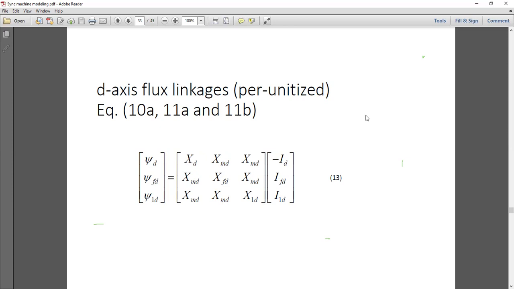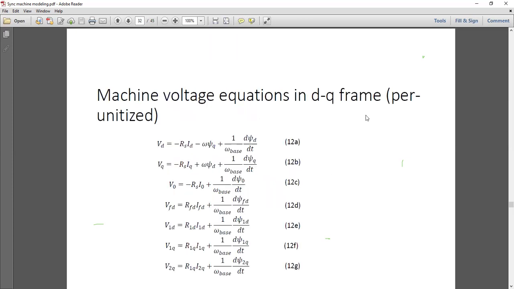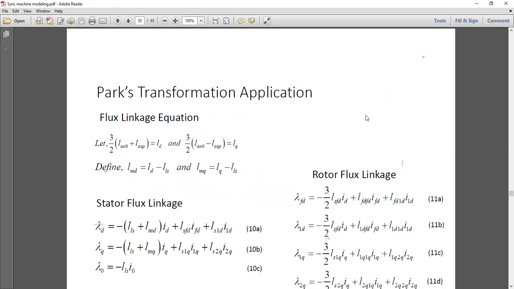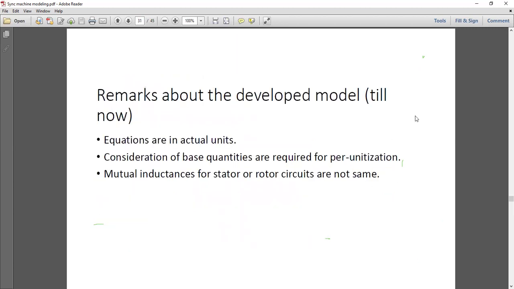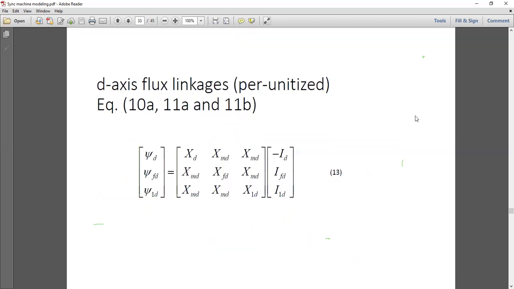Remember, we had inductances earlier. We had L's. In the actual unit representation, we were dealing with small L's. In the per unit representation, we have capital X. What is the relation between L and X?